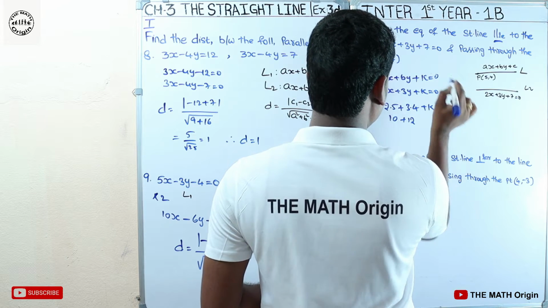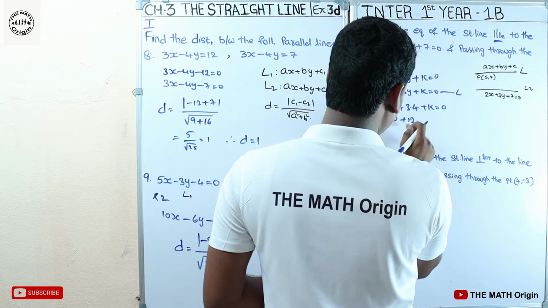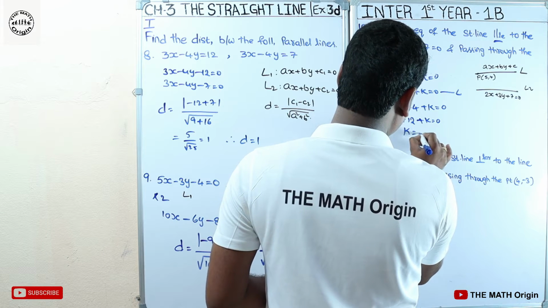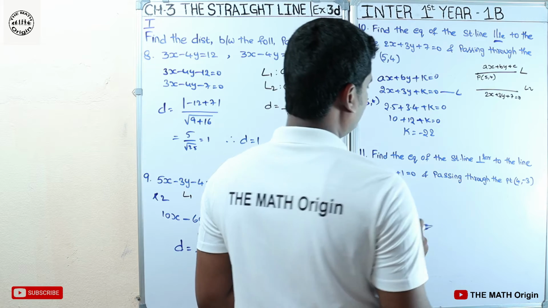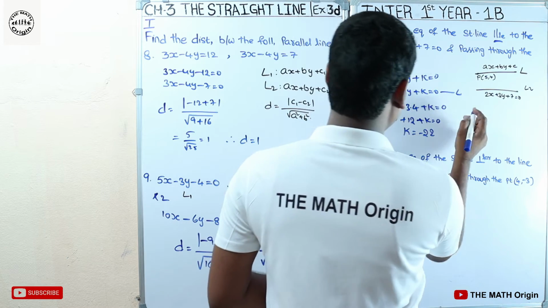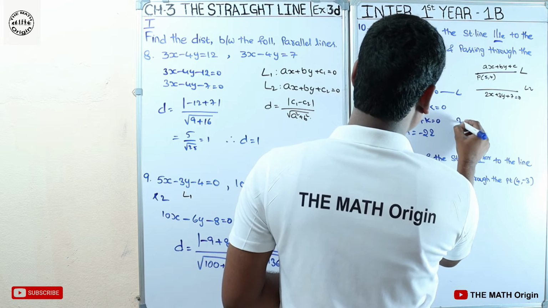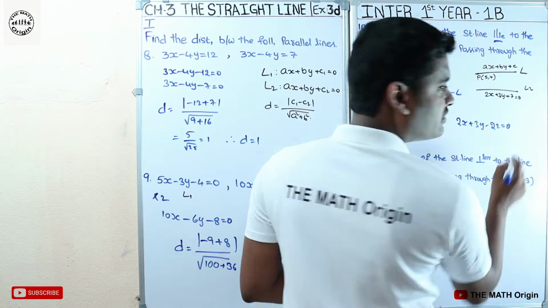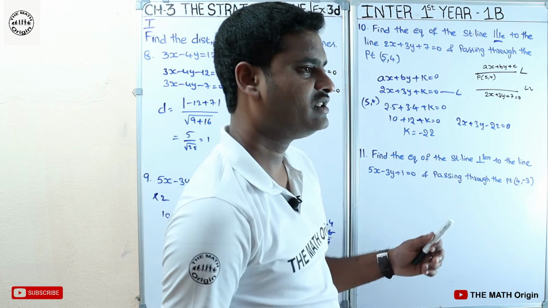5 2s are 10 plus 4 3s are 12 plus k equals to 0. K is equals to minus 22. Okay, now let's substitute this k value in the equation. The equation is 2x plus 3y minus 22 equals to 0, which is the equation of the straight line.